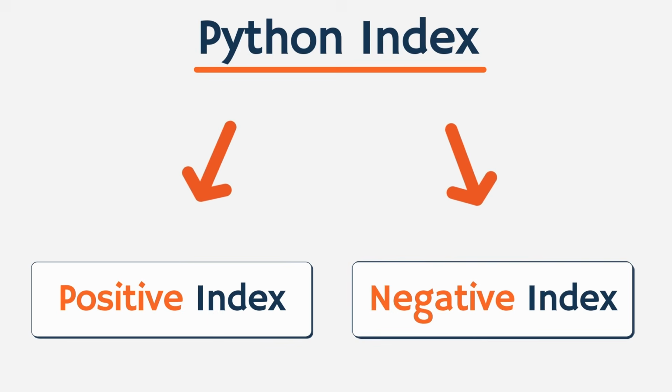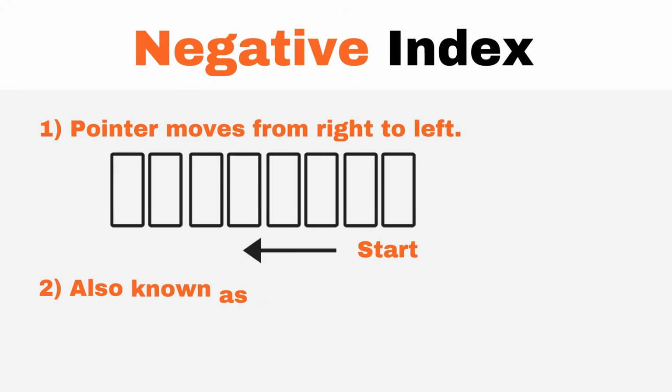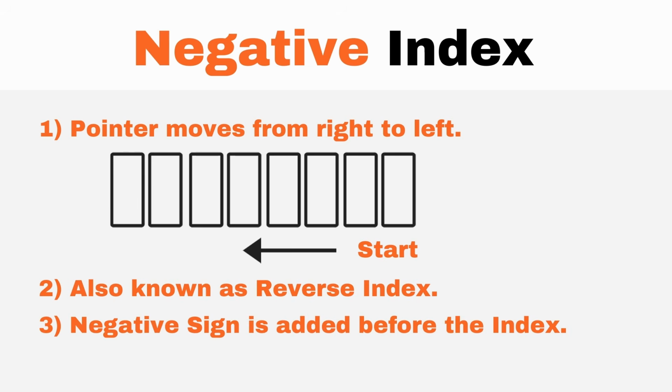The next type is the negative index. As the name suggests, the functionality of this index is opposite to that of the positive index. Here, the pointer moves from right to left in the array. It is also known as the reverse index. To depict the negative index, a negative sign is added just before the index and it starts with -1.